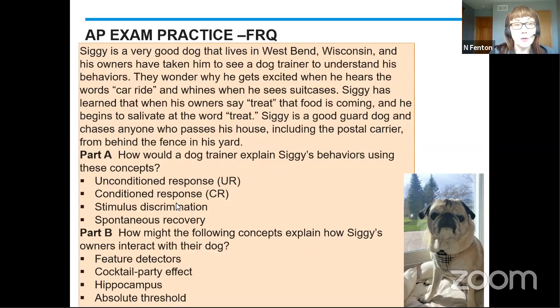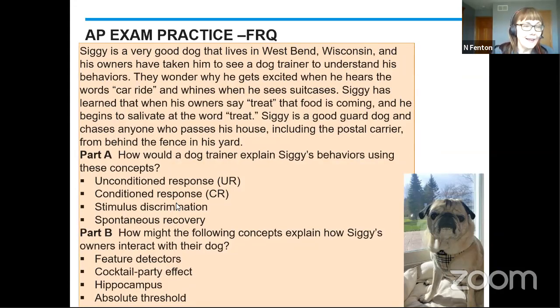They wonder, why does he get excited when he hears car ride, and why does he whine when he sees suitcases? Siggy has learned that when his owners say treat, that food is coming, and he begins to salivate at the word treat. Siggy's also a really good guard dog, and he chases anyone who passes the house, including the postal carrier, from behind the fence in his yard.